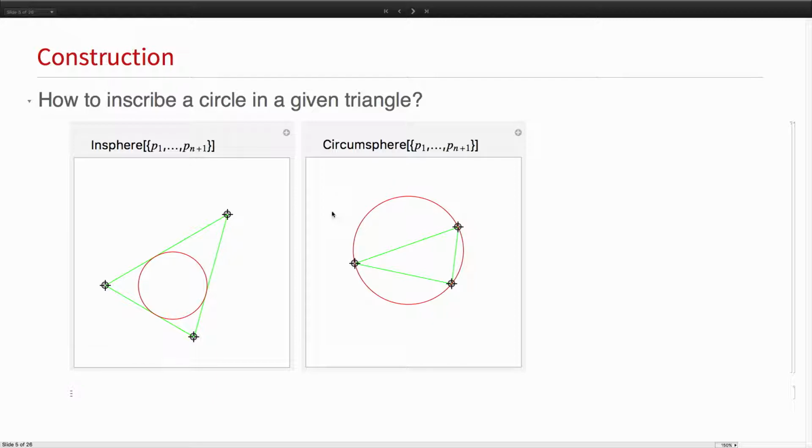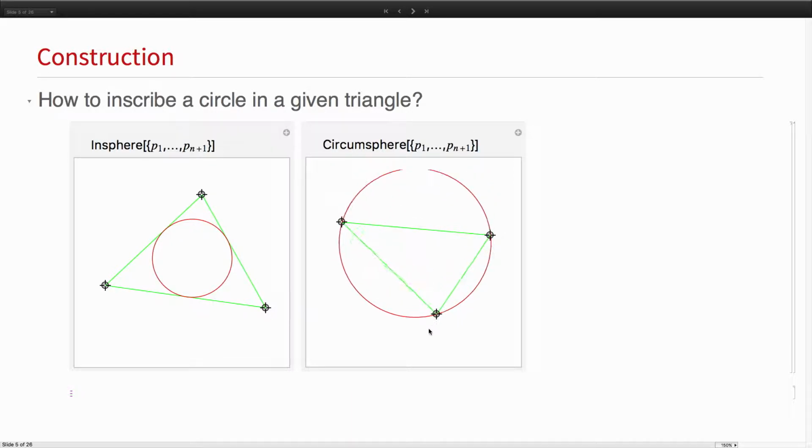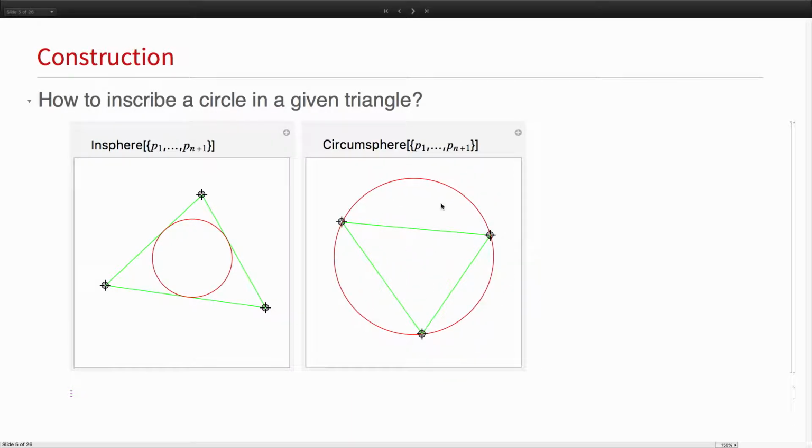This is a similar problem: how to inscribe a circle in a given triangle. We have, from version 10, primitives called Insphere and Circumsphere. Basically the input is points. This can be extended to 3D and 4D, which is why we call it sphere. But if you give 3 points, it actually gives a circle. For example, I made a manipulator changing the points, and you see the sphere inside keeps changing. And Circumsphere, the comparison function, gives the circle outside the given 3 points.